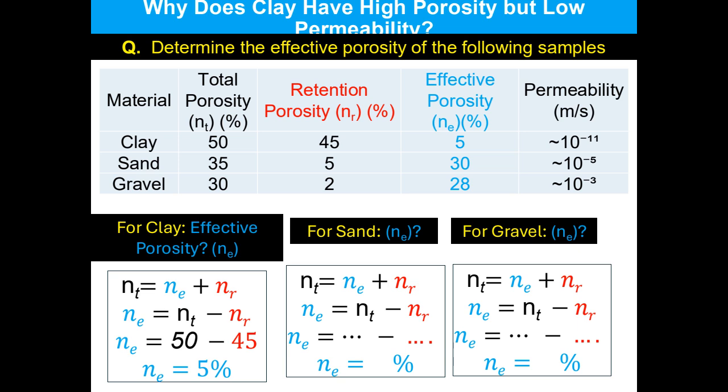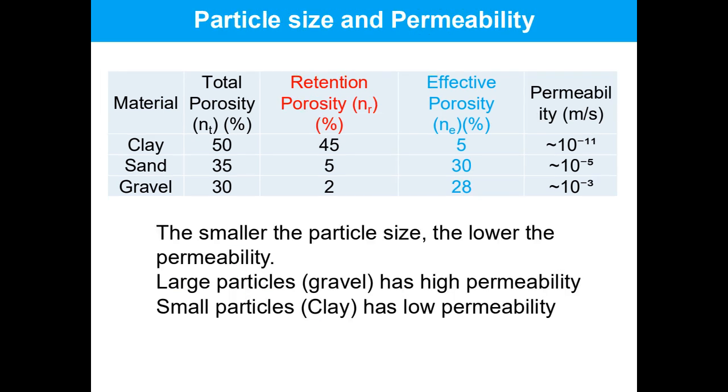And now we can write this relationship between the two. The smaller the particle size, like in clay, for example, the lower the permeability. The larger particle, like in gravel, has high permeability, and small particle like clay has low permeability. And that would be the end of part 2. Thank you.